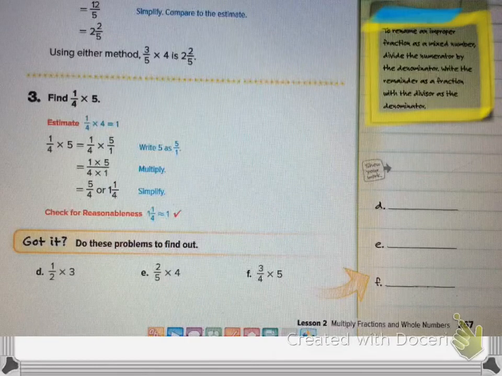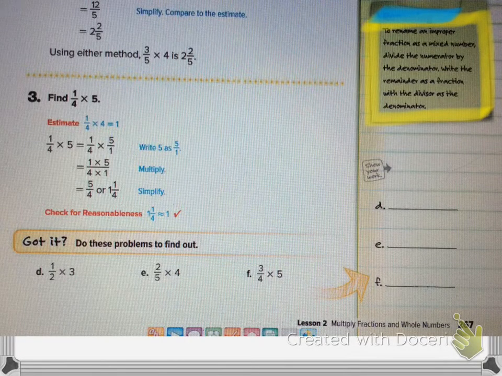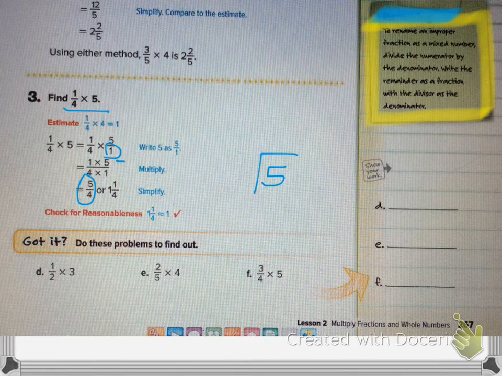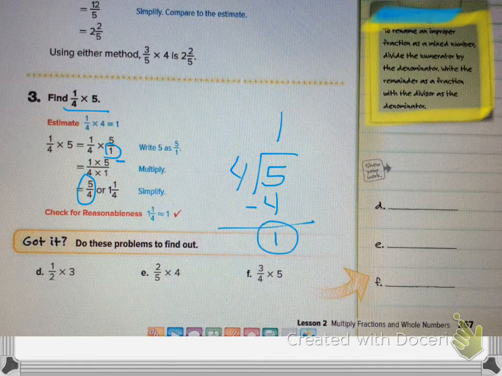We're going to go down to example number 3. Okay? Here they took 1/4 times 5. First thing they did, they put 5 over 1. Okay? And then they're going to multiply straight across, and they get 5/4. That is an improper fraction. They had to divide that out. 5 divided by 4. 4 goes in there once, with 1 remaining. This becomes my numerator. Okay? 4 becomes my denominator. And that's how they got the answer of 1 1/4.